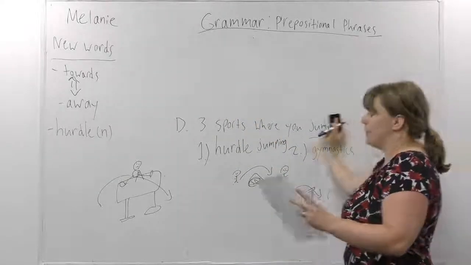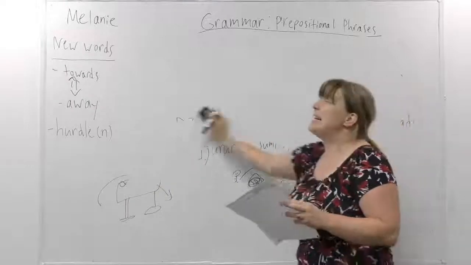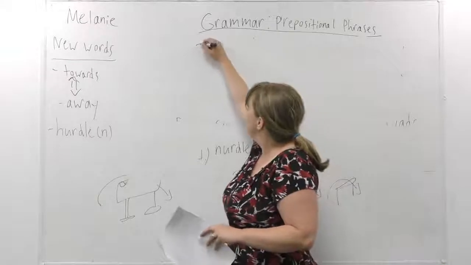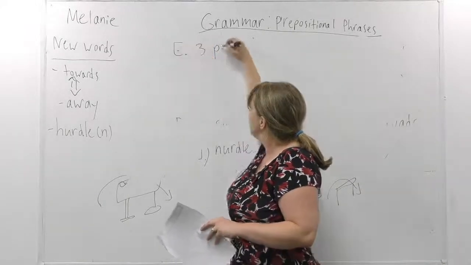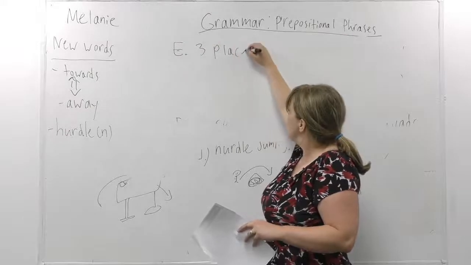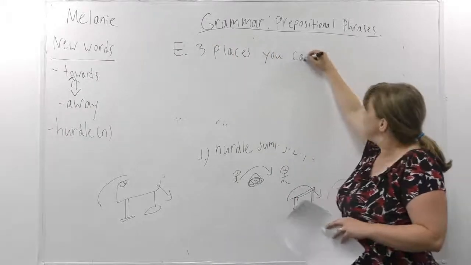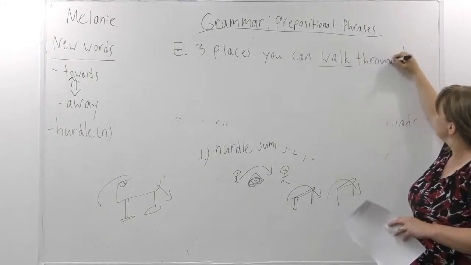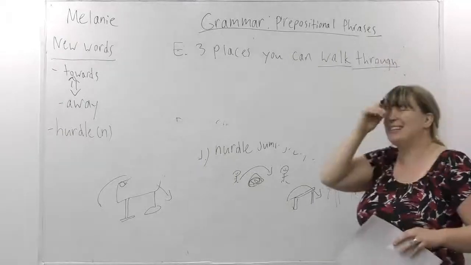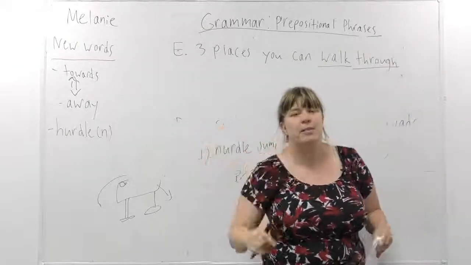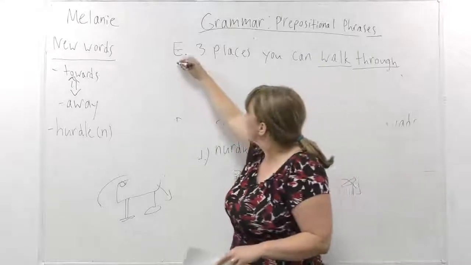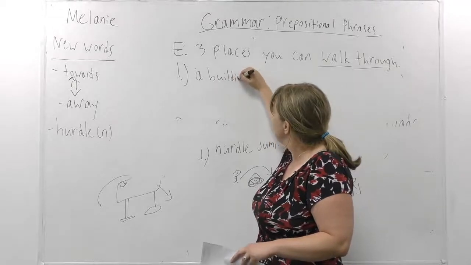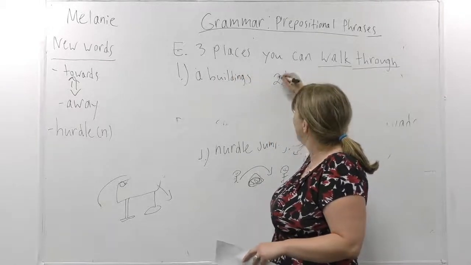Okay, now, let's see. We are going to do E. Name 3 places you can walk through. Okay, 3 places. This is a good one, I think. Better than the sports one. 3 places you can walk through. Oh, yes. Okay. So remember the building I was talking about? So obviously that's one thing you could walk through. You can walk through a building or buildings. What else can you walk through?